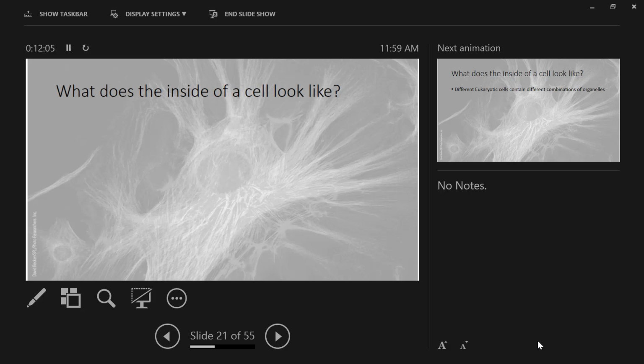Sorry. All right, so then our next question: what does the inside of a cell look like? Now, different eukaryotic cells contain different combinations of organelles. We already mentioned that there are some eukaryotic life forms that lack mitochondria. There are some that lack Golgi apparati. That's kind of a fun way to answer this question. Well, it's going to vary.